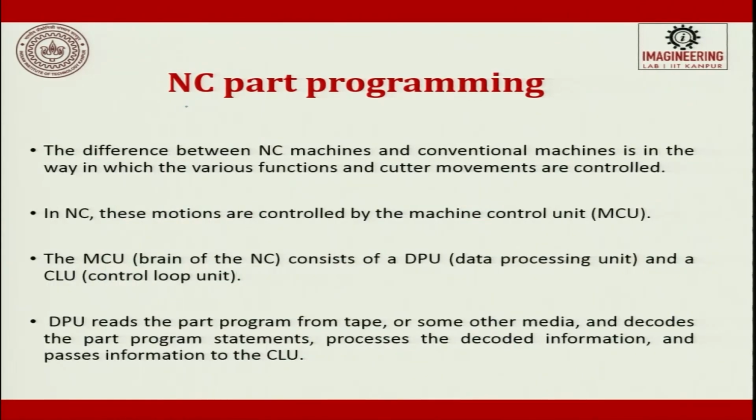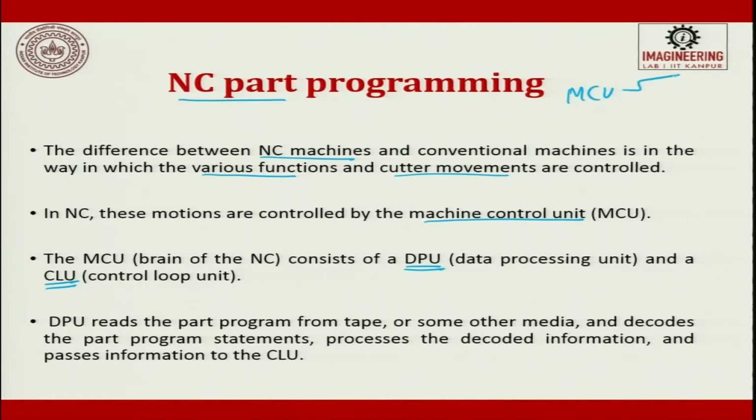So, when we look at NC part programming, the difference between an NC machine and a conventional machine is the way in which the various functions and the cutter movements are controlled. This is the only difference. In NC machines, these motions are controlled by the MCU. MCU is nothing but the brain of an NC machine, which consists of two things. One is called the data processing unit, the other one is the control loop unit. Two things are there. The MCU has to process the data and also it has to have a control loop.